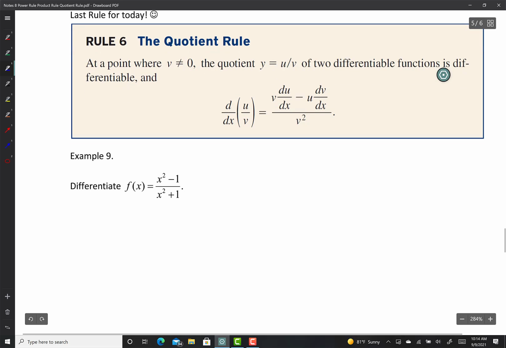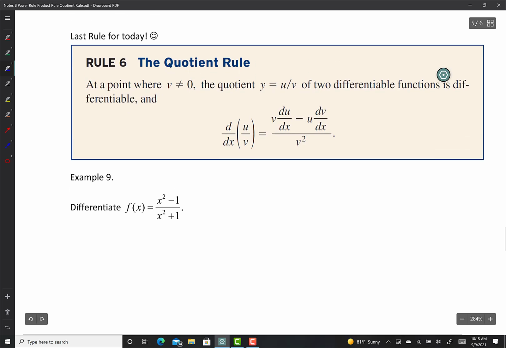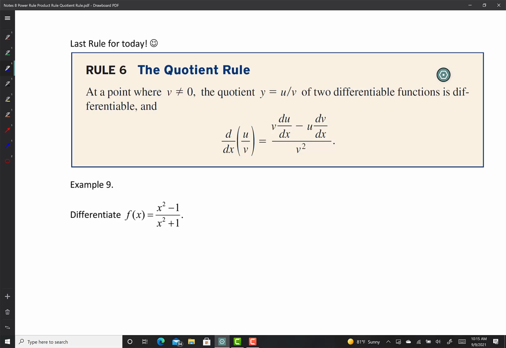Okay, here we go. There's another rule called, what do you think this one's called? Quotient, and it's for when you're dividing.